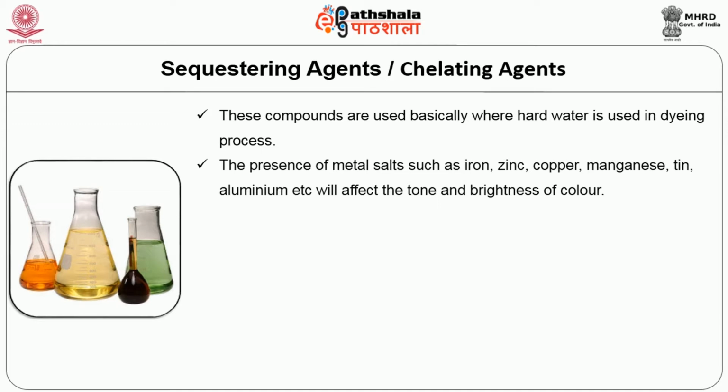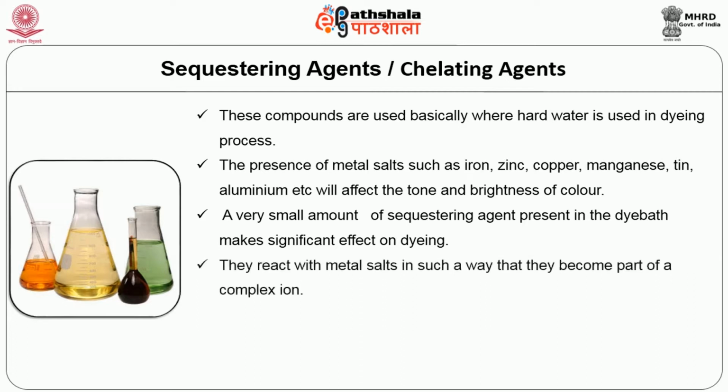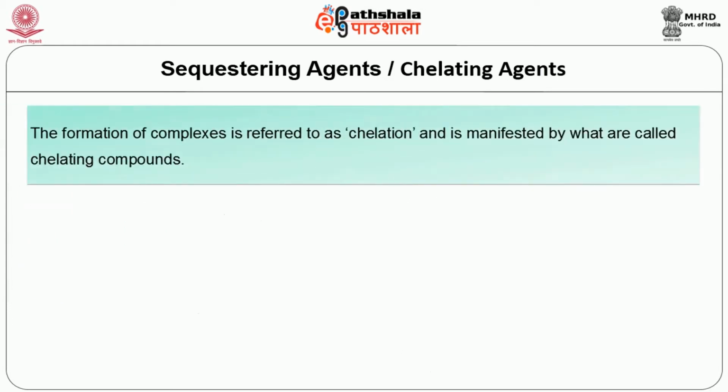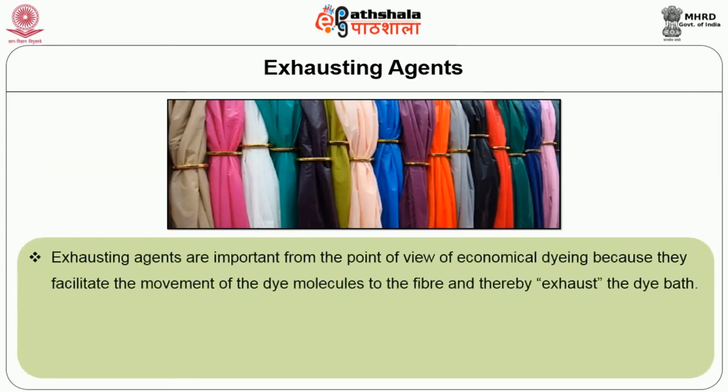The presence of metal salts such as iron, zinc, copper, manganese, tin, aluminum, etc. will affect the tone and brightness of color. A very small amount of sequestering agent present in the dye bath makes a significant effect on dyeing. They react with metal salts in such a way that they become part of a complex ion. Commonly used softening agents are calgon, that is sodium hexametaphosphate, and ethylene diamine tetraacetic acid, often abbreviated as EDTA. The formation of complexes is referred to as chelation and is manifested by what are called chelating compounds. The sequestering agents are helpful in reducing the effect of metal salts.